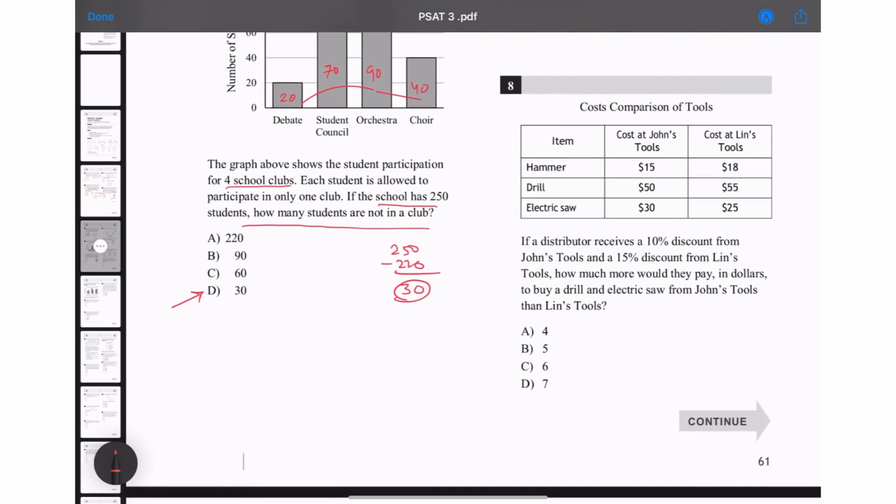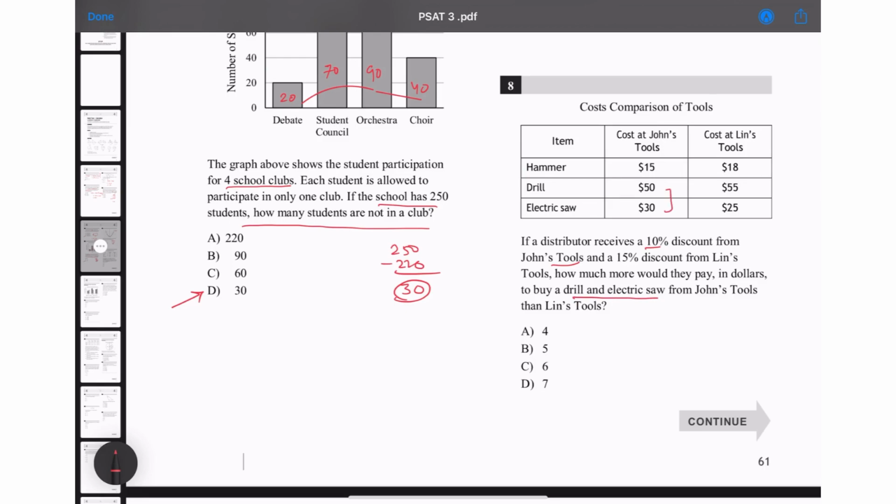Then question number 8: if a distributor receives a 10% discount from John Tool and a 15% discount from Lynn's Tool, how much more would they pay in dollars to buy a drill and electric saw from John Tool than from Lynn's Tool? Okay, see, John is giving a 10% discount and he is purchasing two things, a drill and an electric saw.